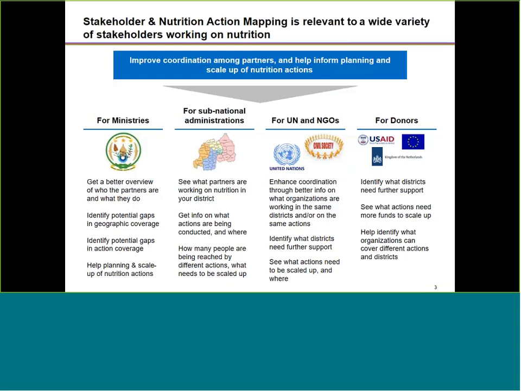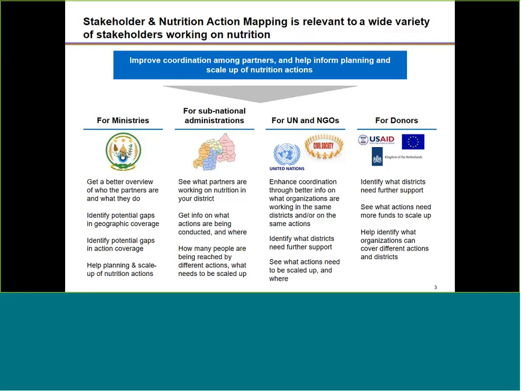The stakeholder and nutrition action mapping is relevant to a wide variety of stakeholders working in nutrition, including government ministries, subnational government administrations, NGOs, UN agencies, and donors. For governments, the mapping helps the central level government and ministries understand who they are working with in the field and what the gaps in coverage are, so they can be better positioned to coordinate NGOs and donors working in nutrition. For subnational government administrations, the mapping helps to understand who is working in their districts and be able to build on synergies between government and non-government actors.